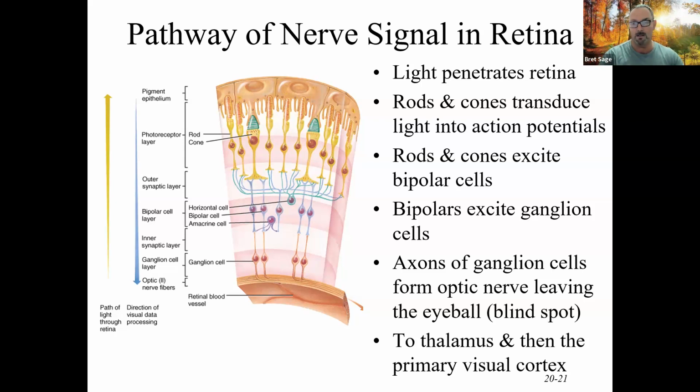The sensory cells are closest to the stimulus, and then the nerves lead backwards towards the brain. Well, in the eye, it's the opposite. You can see the pathway of light is from bottom to top, and yet the sensory cells are way here in the back, so that the light has to pass through all of these cells.